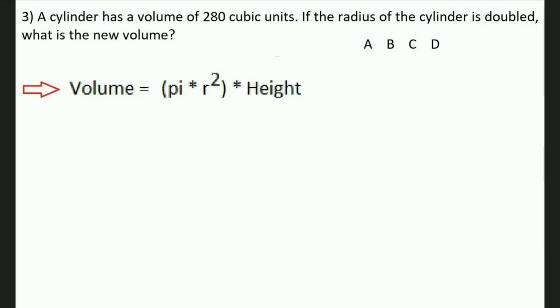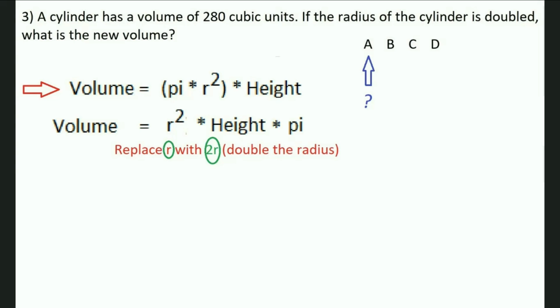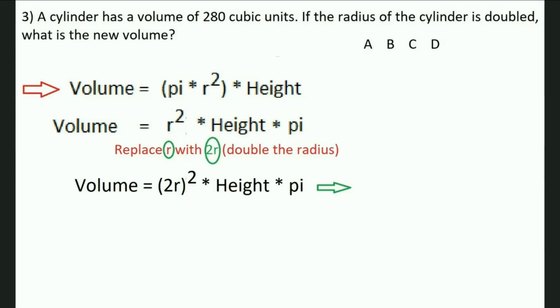Our volume formula for a cylinder, like we just said, is pi times radius squared times height. I'm going to rearrange this: I'll take the parentheses down, and we have radius squared times height times pi. Same formula, just in a different order. Now I'm going to replace r with 2r, which means I'm doubling whatever my radius is. So we have volume equal to 2r squared times height times pi. Notice I still haven't put any other numbers in there besides 2.